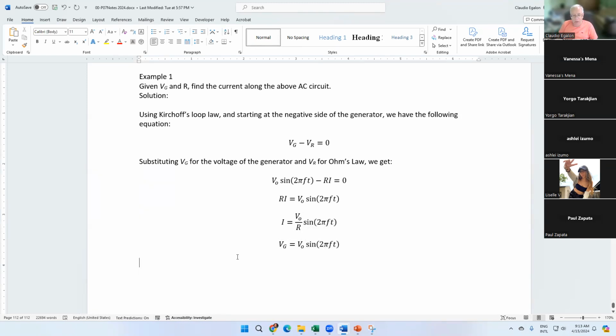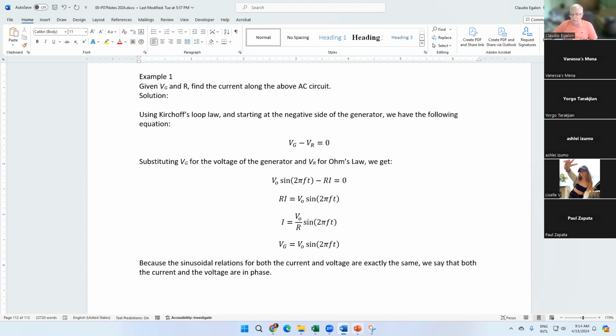In this case, because of the sinusoidal relation for both the current and voltage are exactly the same, we say that both the current and the voltage are in phase, okay? They have exactly the same phase.